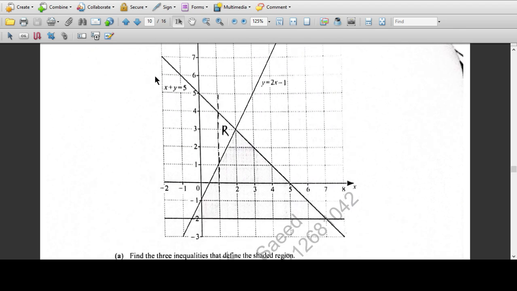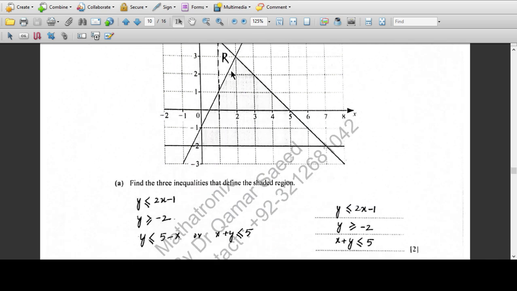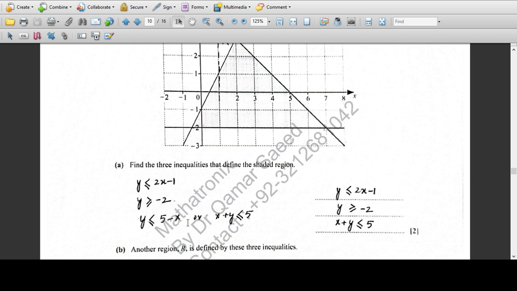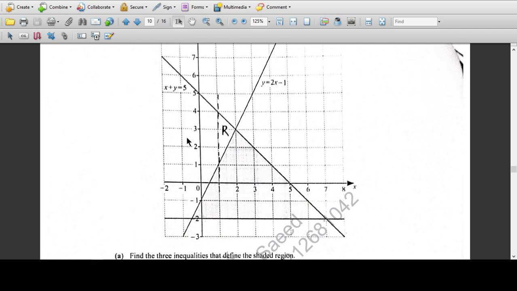This one is x plus y equals 5, so this line is representing y is less than 5 minus x, because x plus y is less than 5. So y is less than 5 minus x. We can write both: y is less than 5 minus x, or x plus y is less than 5.